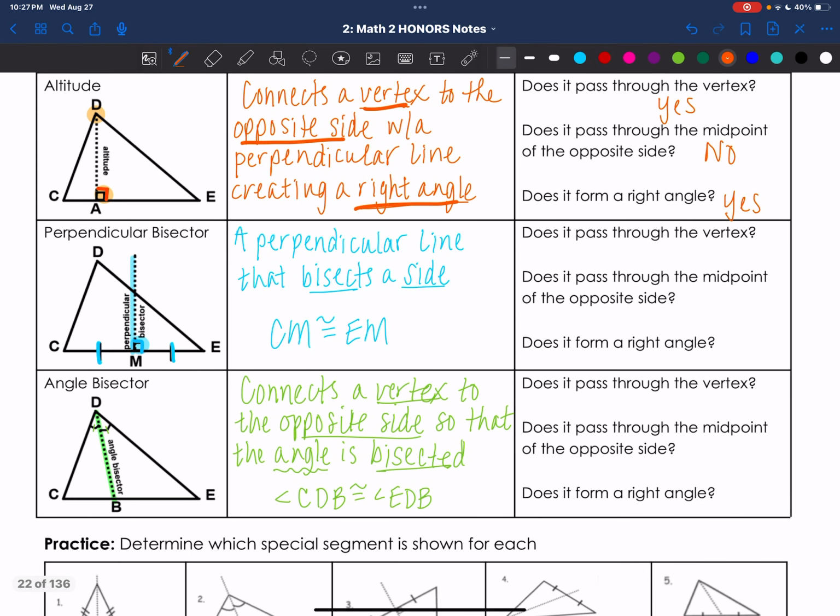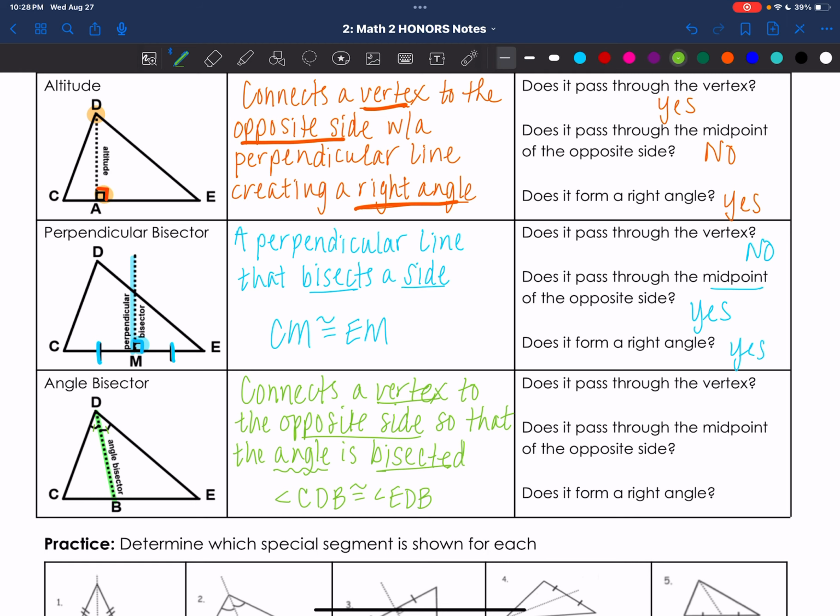All right, the next one is a perpendicular bisector. Perpendicular we know is 90 degrees, and bisector means that it splits it into equal parts. So this is a perpendicular line that bisects a side. The important part is you have a right angle, and since it bisects, it makes two equal parts. So CM is congruent to EM. Now let's ask ourselves, does it pass through the vertex? No. Does it pass through the midpoint on the opposite side? Yes. Does it form a right angle? Yes.